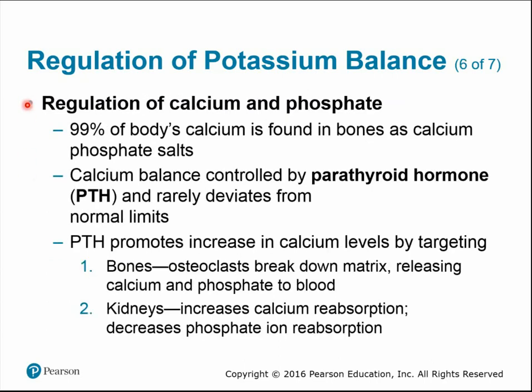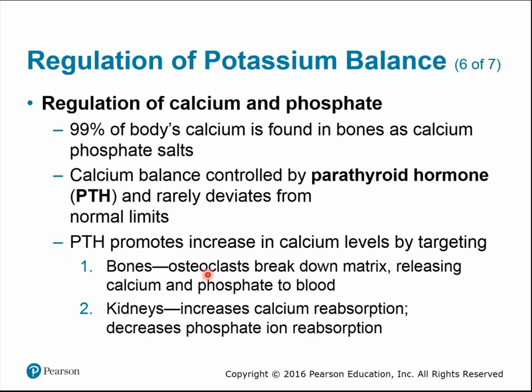So calcium and phosphate are also some important components of the extracellular fluid. About 99% of your body's calcium is found in the bones as those calcium phosphate salts, where we store the calcium. As we talked about before in the endocrine system chapter, parathyroid hormone is the major hormone of calcium balance. Right? So parathyroid hormone promotes an increase in blood calcium levels by targeting the bones.